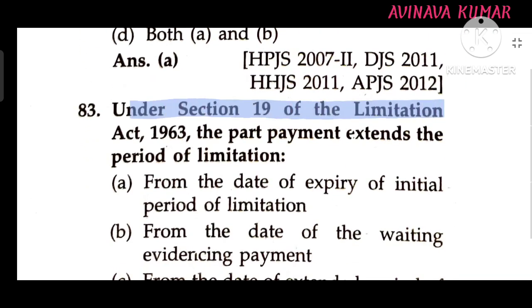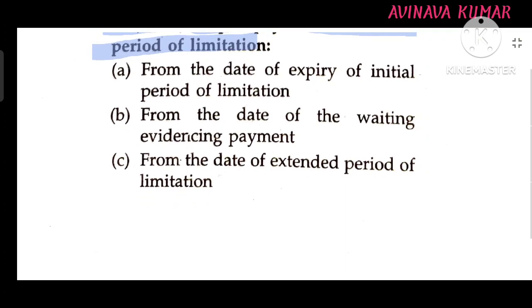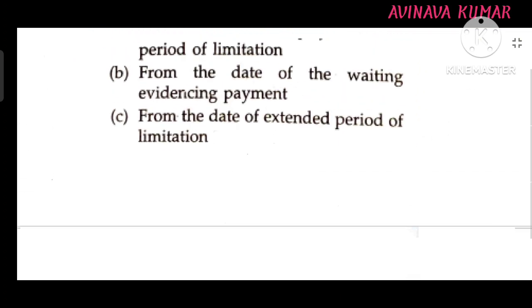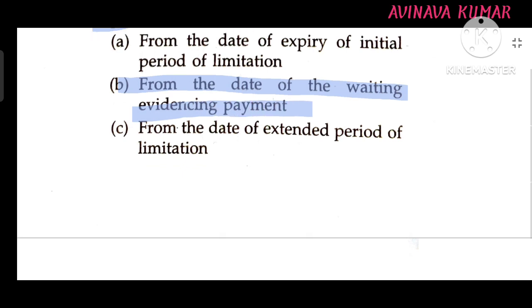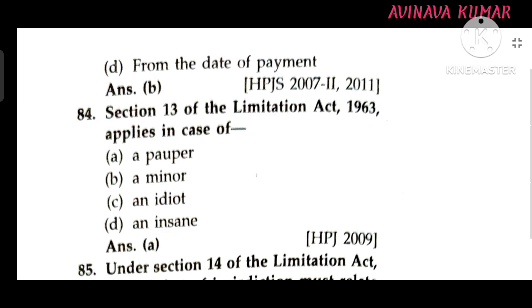Under Section 19 of the Limitation Act 1963, part payment extends the period of limitation from the date of the writing evidencing payment. Section 13 of the Limitation Act 1963 applies in the case of a pauper.